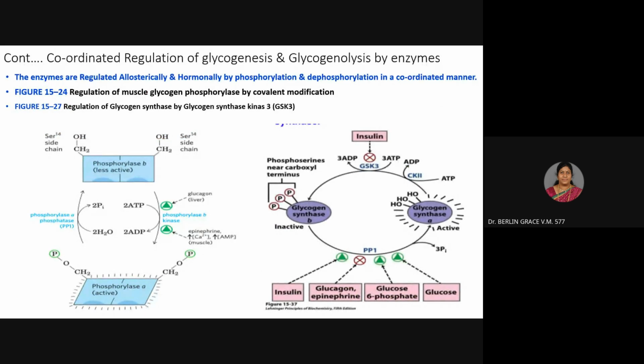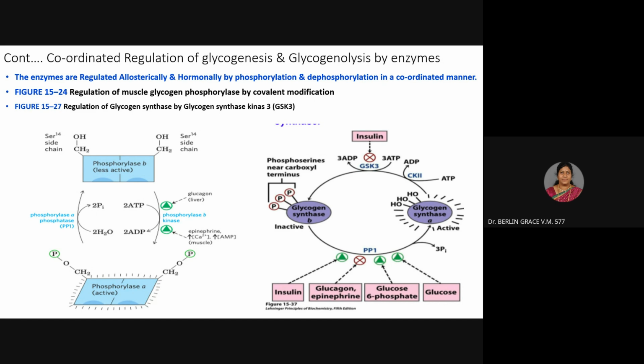So the enzymes are under regulation, mainly the phosphorylase kinase. It will convert the phosphorylase B, which is less active, to the phosphorylase A, which is active. Here the phosphorylation is giving activeness to the enzyme. That is done by phosphorylase B kinase, and this is stimulated by the hormones glucagon in the liver and epinephrine in the muscle.